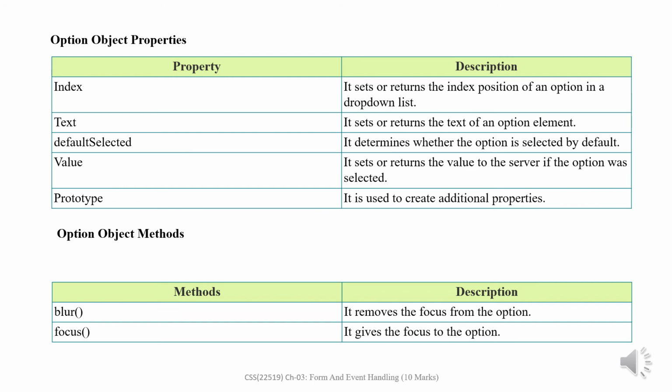These are the option object's methods: blur and focus. Blur removes the focus from the option, and focus gives the focus to the option.